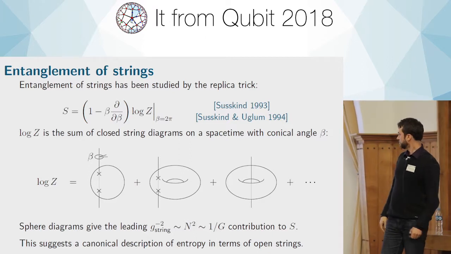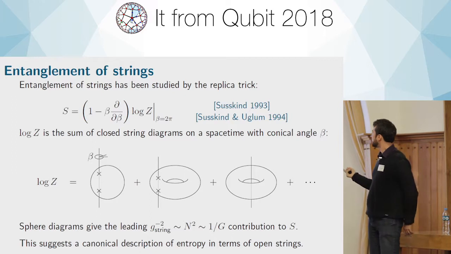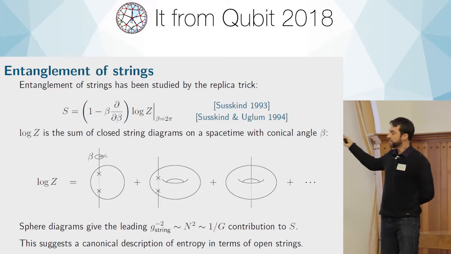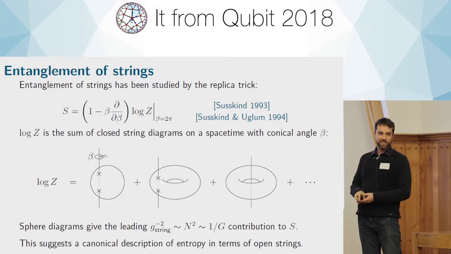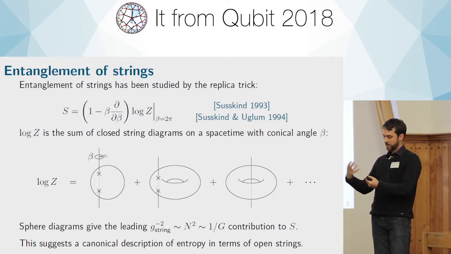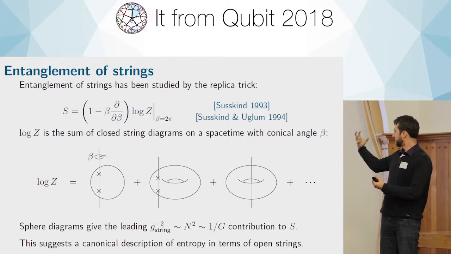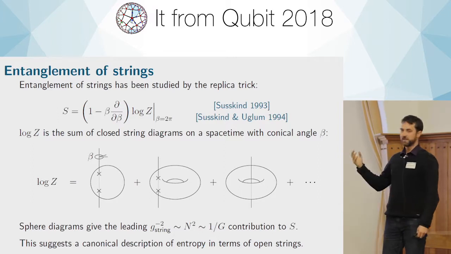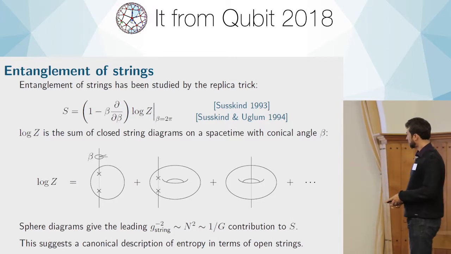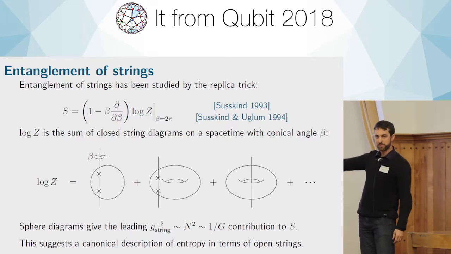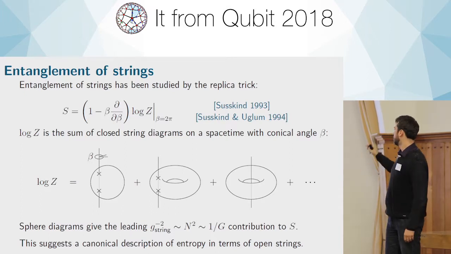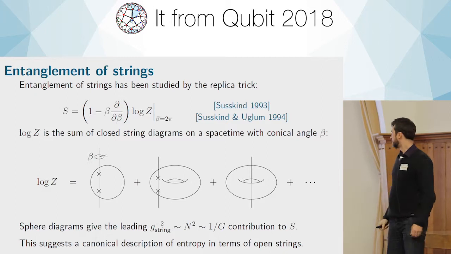Now, what happens is when you take this particular derivative, any diagram which doesn't interact with this singularity drops out. So if you have just a sphere that's sitting out away from the singularity, that doesn't contribute to the entropy. They have to either make contact with the singularity, or they have to encircle it in some way. They have to wrap around it.